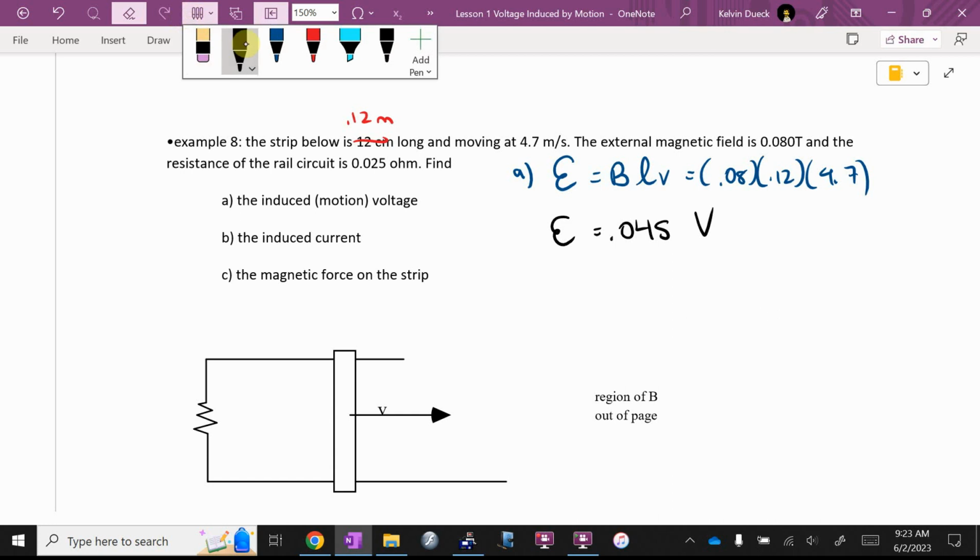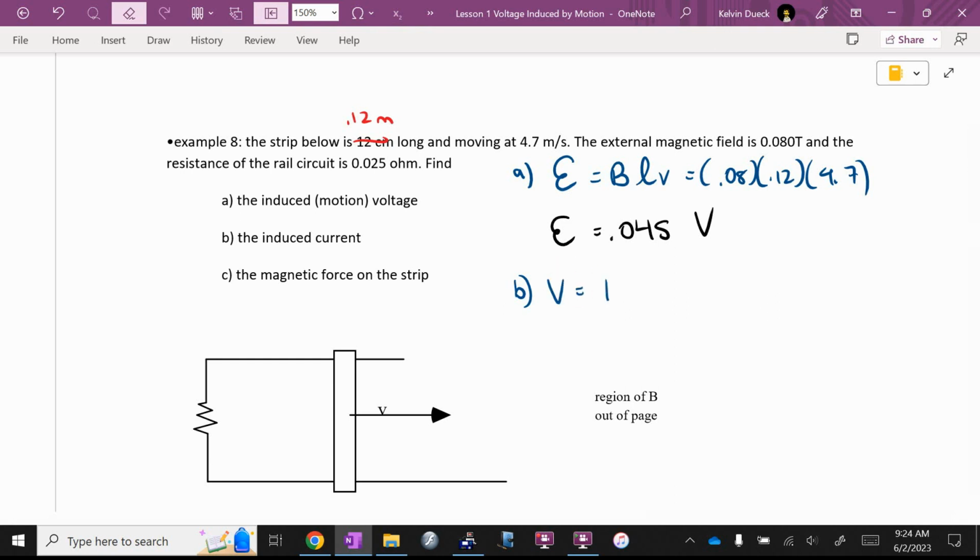What does B want me to find? What did I just find? Voltage. Is there an equation that has current and voltage in? Oh, V equals I times R. Get the I by itself. In our notes, let's write it. V equals I times R. So I is going to be, and instead of V, I'm going to put EMF because it's the induced voltage, divided by R.